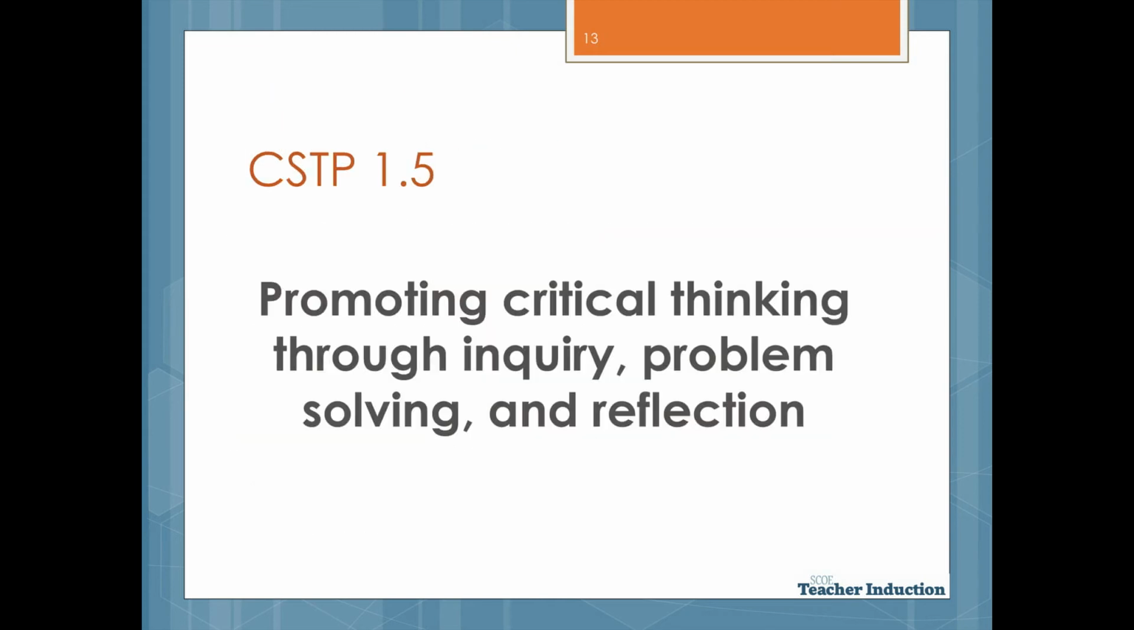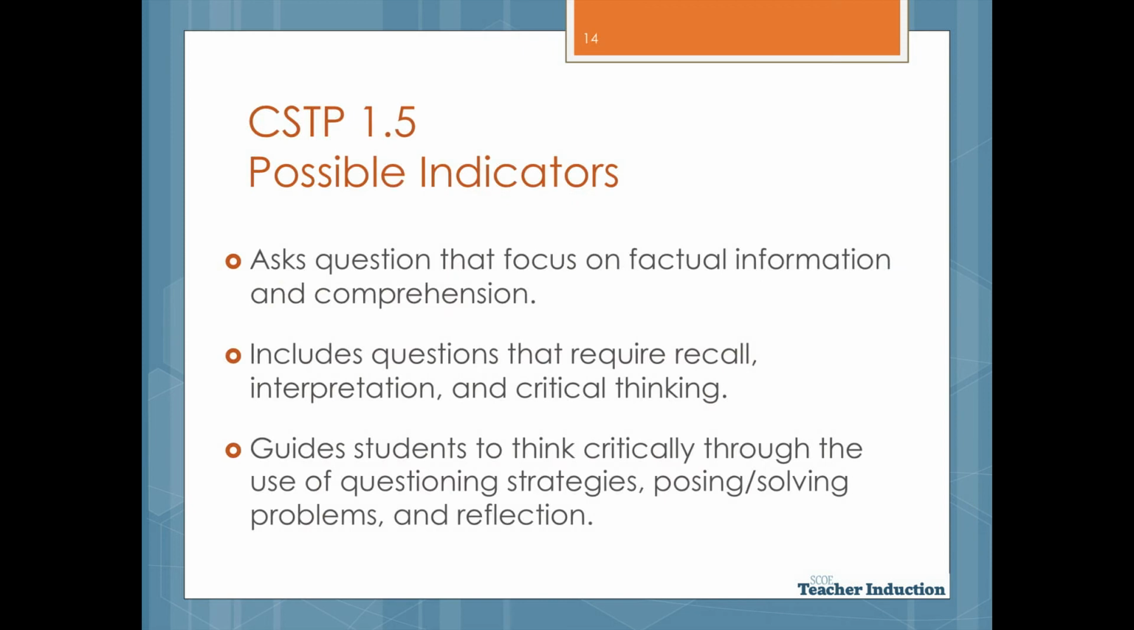CSTP Element 1.5 focuses on promoting critical thinking through inquiry, problem-solving, and reflection. At the emerging level of Element 1.5, teachers may initially pose questions that focus on factual information and basic comprehension. As teachers have the opportunity to reflect on student progress and academic standards, they begin to include more varied questions that extend beyond recall and require interpretation and critical thinking, developing strategies that reflect the diverse needs of their students and push students to think more critically.